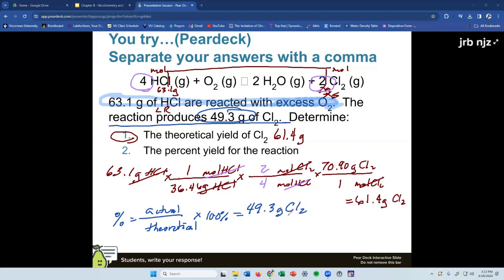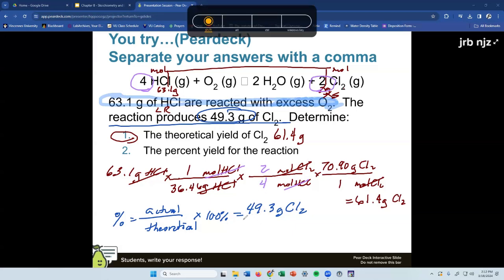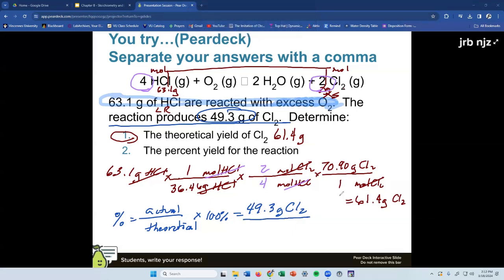The only other place to get actual yield would be if you were doing the experiment yourself. If you're doing the experiment yourself, you would use the amount that you measure out, that you weigh out at the end of the experiment, to figure out this value. But we have that already, so we're good.